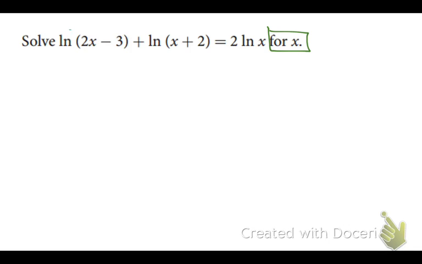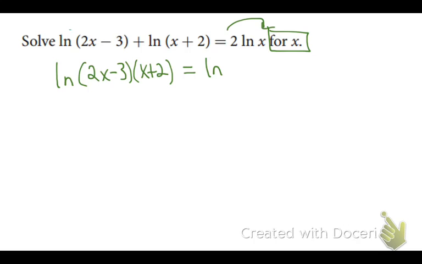So on the left-hand side of the equation, we have natural log of 2x minus 3 plus natural log of x plus 2. How can we rewrite that? Multiply. So we would take the natural log of 2x minus 3 times x plus 2 equals, what can we do on the right-hand side? That power, we're going to move back over, so that would be natural log x squared.